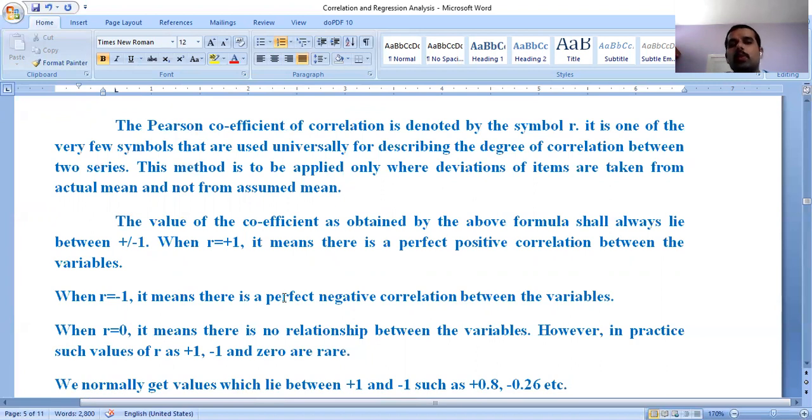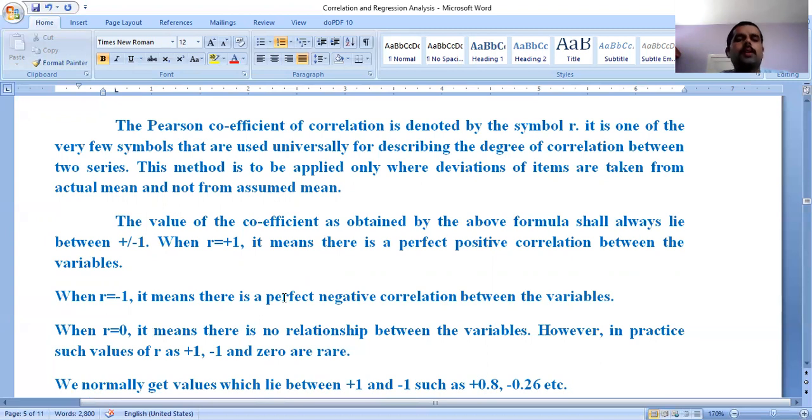and not from the assumed mean. This method is very important, and this small r is universally accepted. It's one of very few symbols accepted universally. In this method, in Karl Pearson's coefficient of correlation, we are going to discuss two methods, that is, actual mean and the assumed mean. What is actual mean and what is assumed mean, we are going to see. After completion of a problem, we will write a small conclusion.